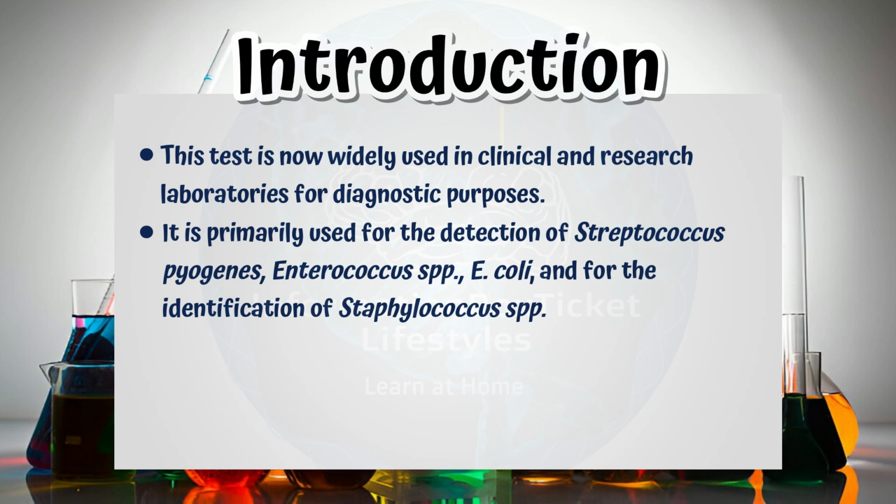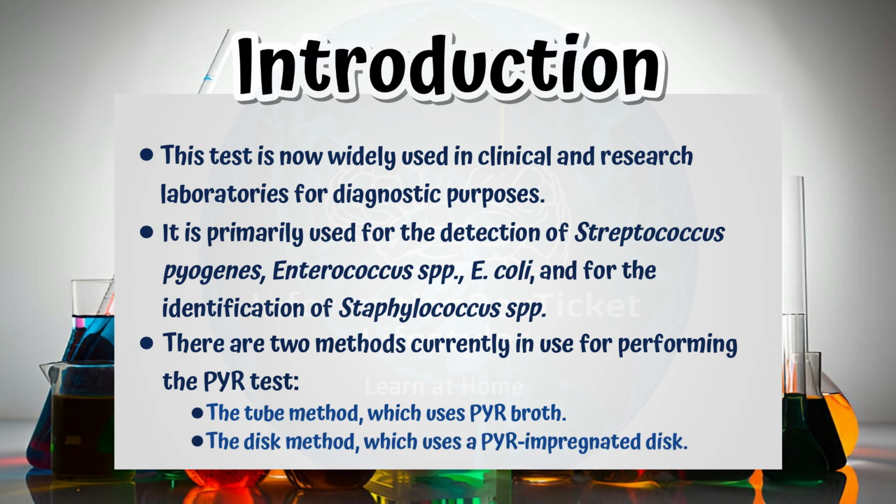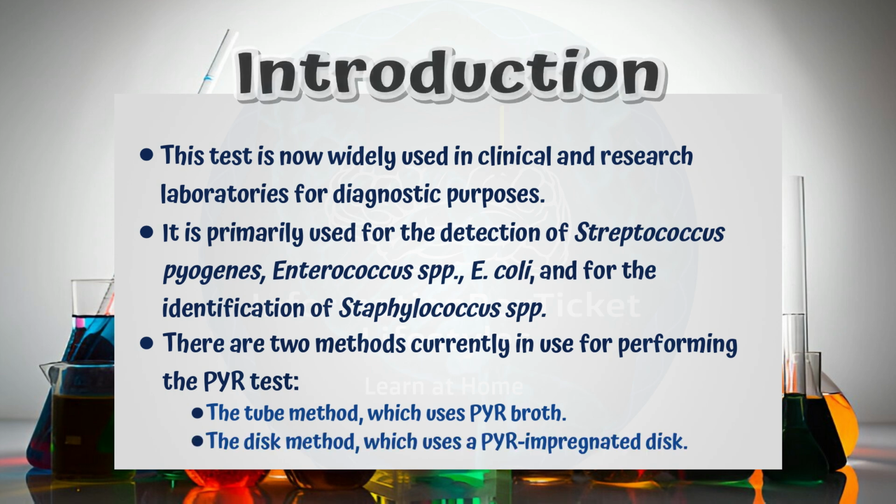It is primarily used for the detection of Streptococcus pyogenes, Enterococcus spp, E. coli, and for the identification of Staphylococcus spp. There are two methods currently in use for performing the PYR test: the tube method, which uses PYR broth; the disc method, which uses a PYR impregnated disc.